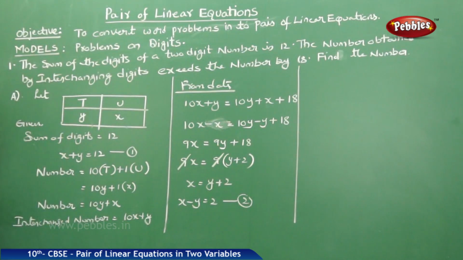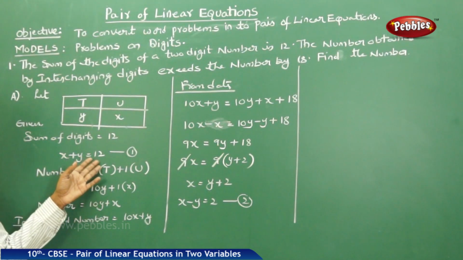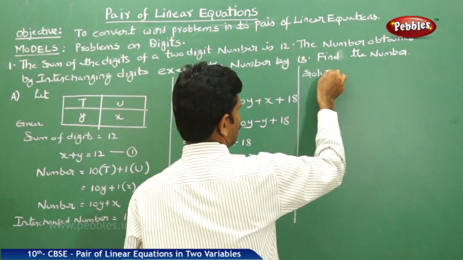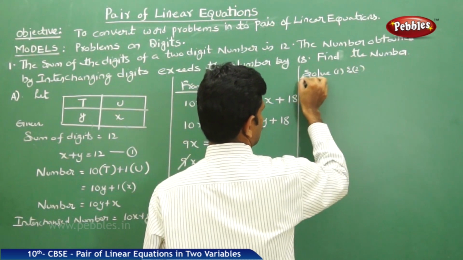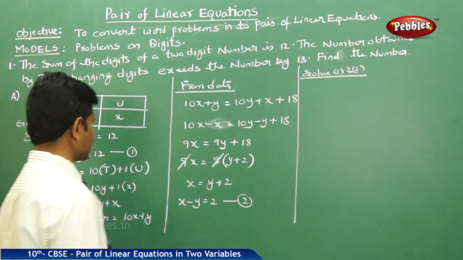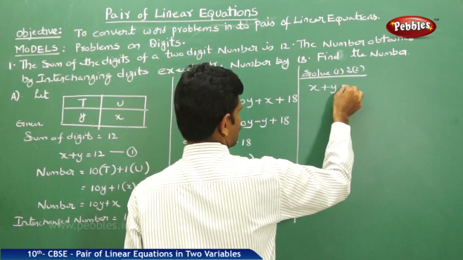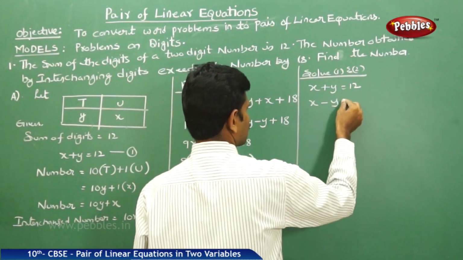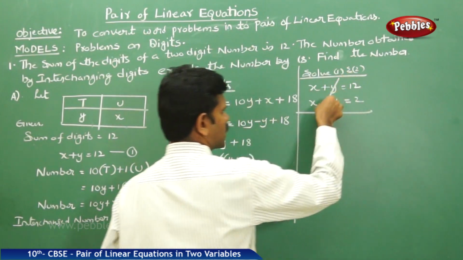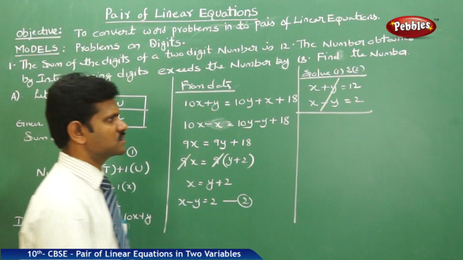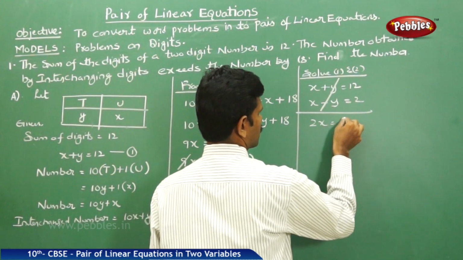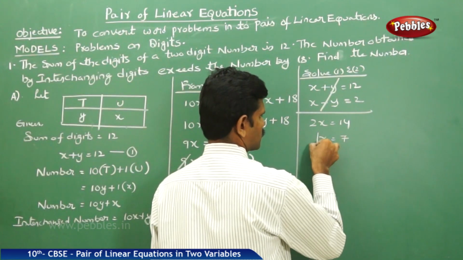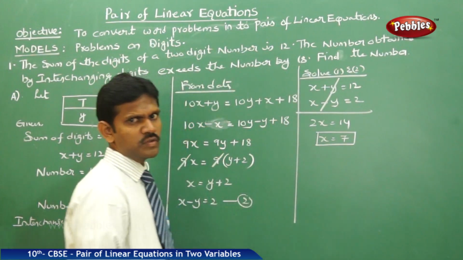Now see, from my equation 1, x plus y is equal to 12. From my equation 2, x minus y is equal to 2. Now what we have to do? Solve equation 1 and equation 2. Adding them, plus y and minus y get cancelled because of the opposite signs. That is 2x is equal to 14. Now x is equal to 7, which is the units place.